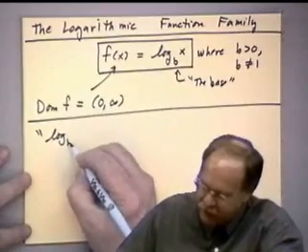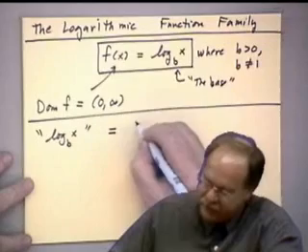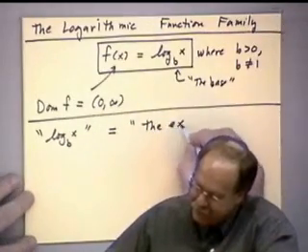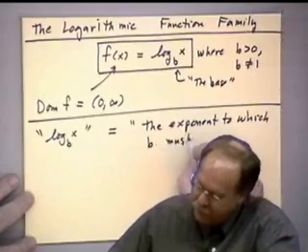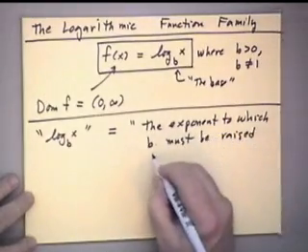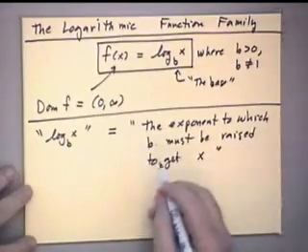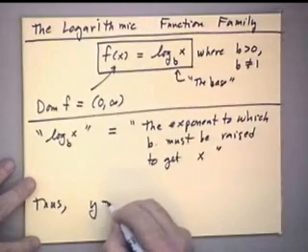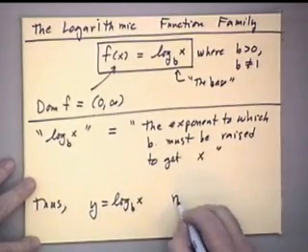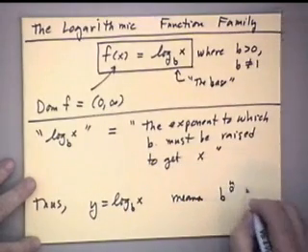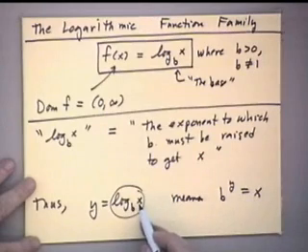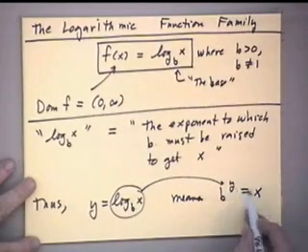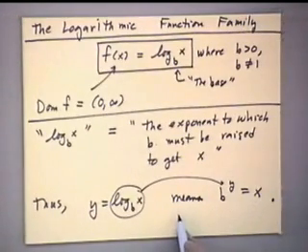When you see an expression like log sub b of x, what you want to realize is it is a representation for the following. It is the exponent to which b, the base, must be raised to get x. Thus, what this means is that if you write y equals log base b of x, that is saying the same thing as b to the y equals x. This expression represents the exponent to which b must be raised to give you x. And this will become clearer as we realize the relationship between logarithmic and exponential functions.